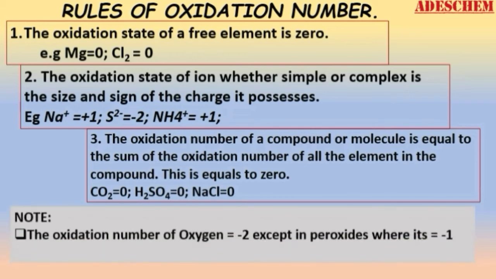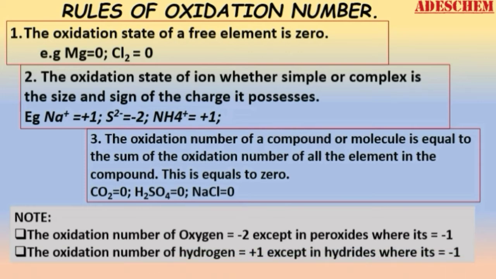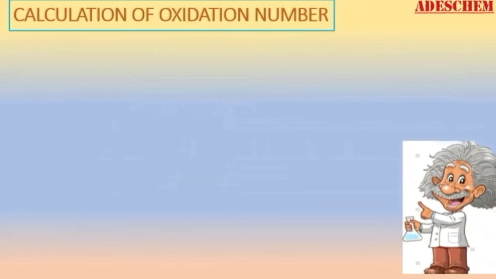Now, there are exceptions to these rules, and the exceptions are these. The oxidation number of oxygen is always -2, except in peroxides where it is -1, and the oxidation number of hydrogen is always +1. Remember, hydrogen is a group 1 element, except in a group of substances we call hydrides, where it is -1.